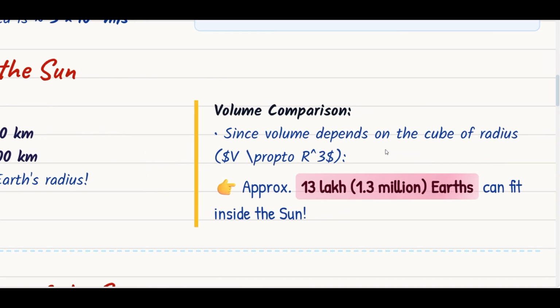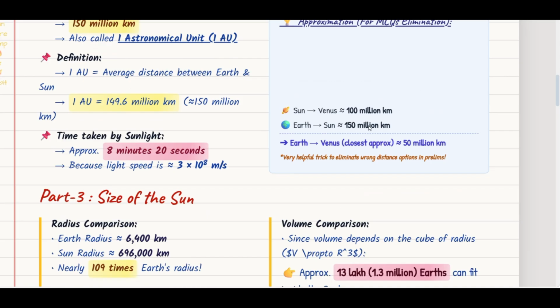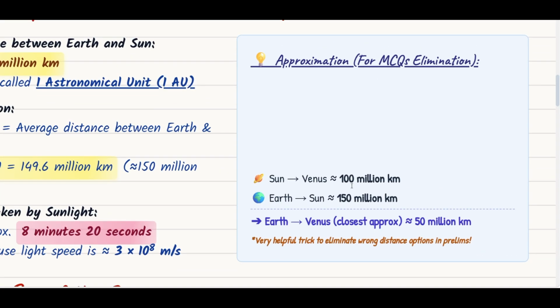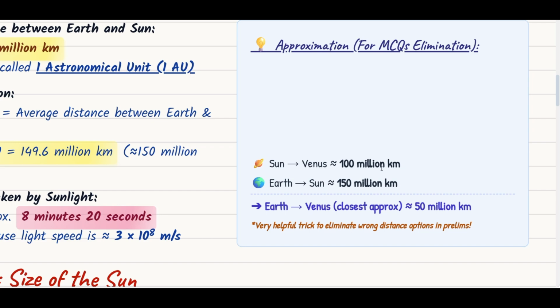Here, volume means how many earths we can fit in the sun. About 13 lakh earths can fit in it. Here some approximation is done. Sun to Venus distance is 100 million kilometer. From Earth to Sun is 150 million kilometer, you know. And Earth to Venus, at its closest, is approximately 50 million kilometer. Both combined, we can get our distances.